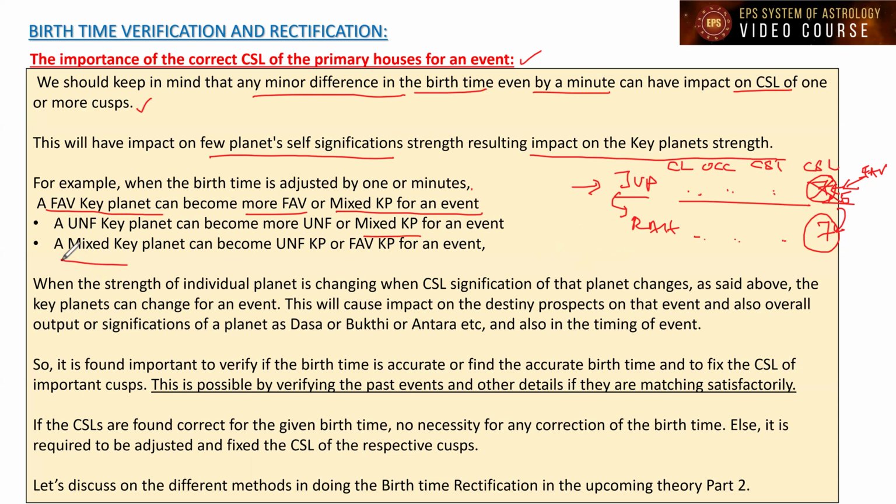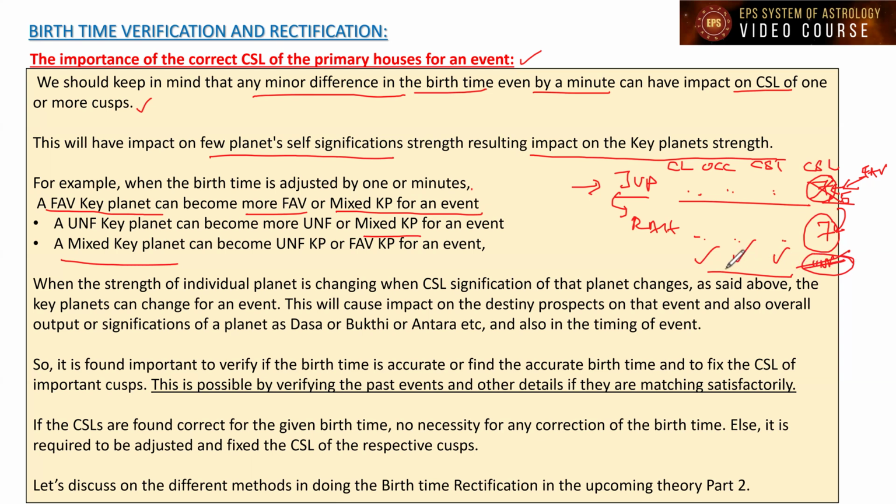Similarly, take a planet that is a mixed key planet. Suppose the planet is a CSL of an unfavorable house, while its CL is favorable, its occupation is favorable, and its CST is favorable. Only the CSL is unfavorable, so it is a mixed key planet for the event of marriage. But when the time is adjusted, suppose this planet loses its unfavorable CSL when the minutes are reduced or increased by 1 or 2 minutes, then instead of being mixed, it will become favorable, right?